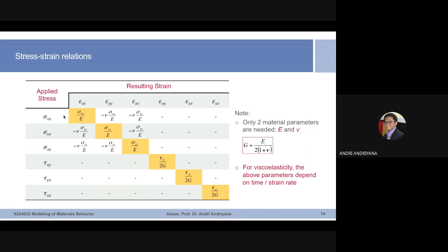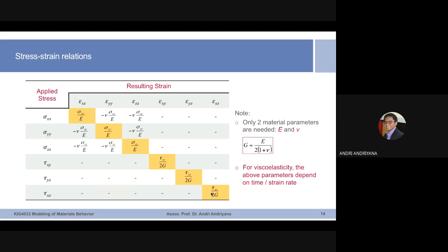So for instance here, if I apply sigma xx, then this is the resulting normal strain along x, normal strain along y, and normal strain along z, and so on and so forth. For shear stress, for instance, if I apply shear stress along the plane xz, then it will generate only the shear strain along that particular plane, which is xz. The rest are 0.